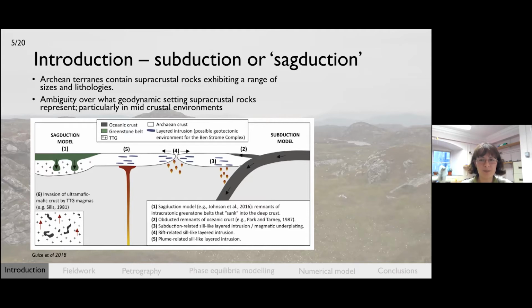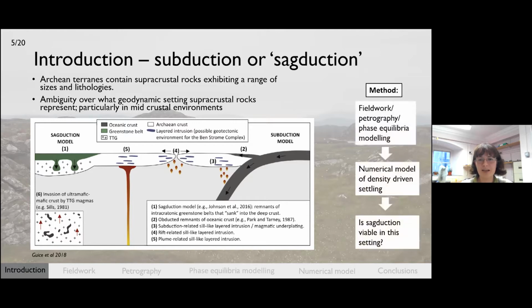Sagduction is the process I'm specifically interested in, and it's been widely discussed as a way to move shallow rocks to depth by the shallow rocks sagging into the lower crust through a density instability. In this study, we're going to develop a numerical model of sagduction based on density-driven settling and use a test case from Northwest Scotland to show how the model can be used to constrain sagduction viability in a specific region.